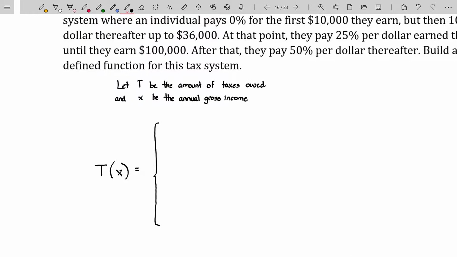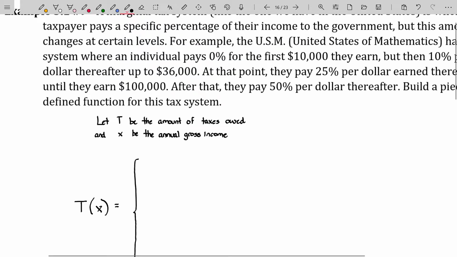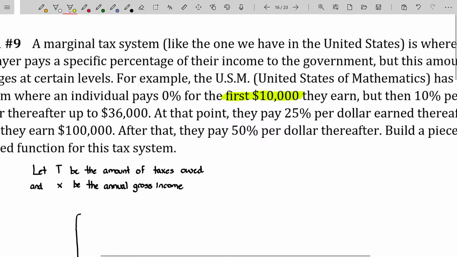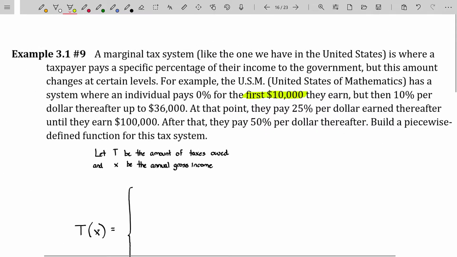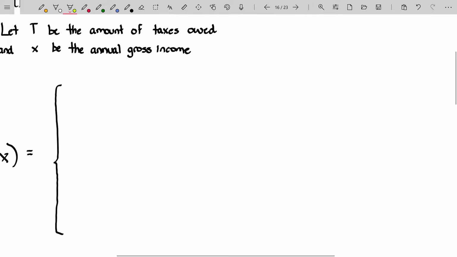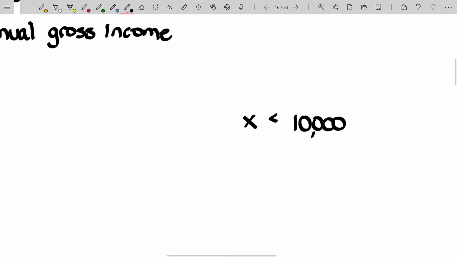And I like to write down the possibilities first. So our possibilities are we earned less than 10,000. The next possibility is that we earned between 10,000 and 36,000. The next possibility is that we earned somewhere between 36,000 and 100,000. And finally, the last possibility is basically if you earned anything over 100,000. So let's go ahead and write those possibilities down. It's 4 different groups. The first group is if the amount we earn is less than 10,000.